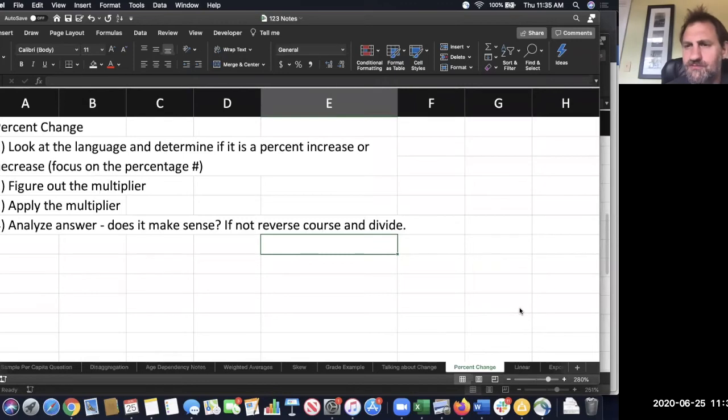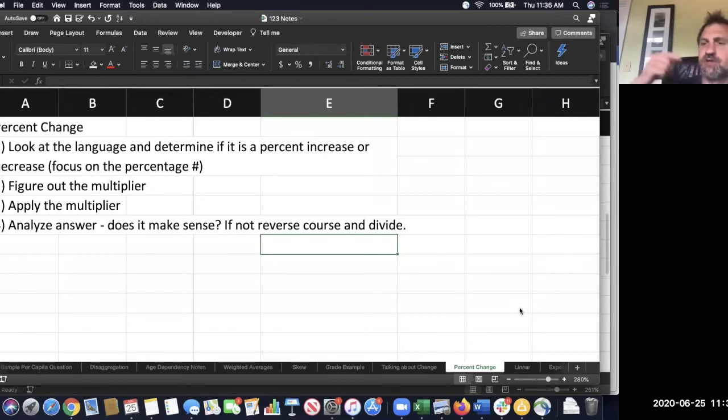So the first step is just to look at the language and determine if you're working with an increase or a decrease. Now, a lot of times that'll be obvious because they'll say increase or decrease. Sometimes it'll be more like more or less or further or shorter. Sometimes it's a little more disguised, and you have to bring in some contextual knowledge, like you're talking about taxes, right? Taxes can actually go both ways. If you're talking about a sales tax, that's an increase. If you're talking about withholding from your paycheck, that's a decrease. So you've got to look at the words, look at the percent, focus on the percentage number, and look around it to see what the clue word is that tells you whether it's going up or down.